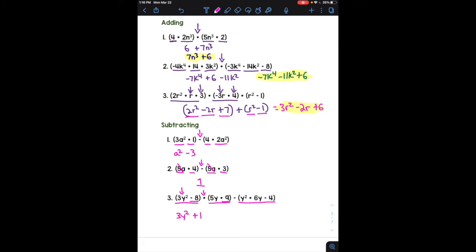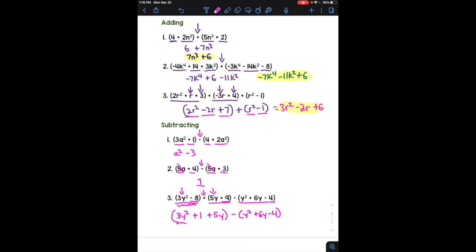There's one term that we haven't combined with anything yet, and that's the 5y. Since there are 0 y's in the first binomial, it's almost like saying 0y plus 5y is 5y. We're now going to take this expression and subtract the trinomial y squared plus 6y minus 4.